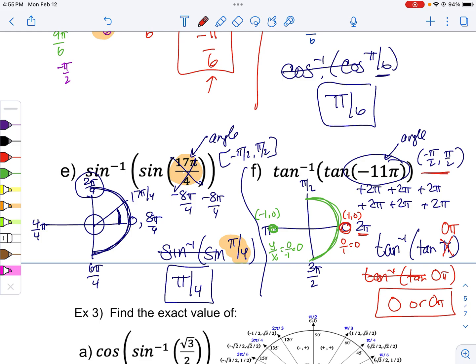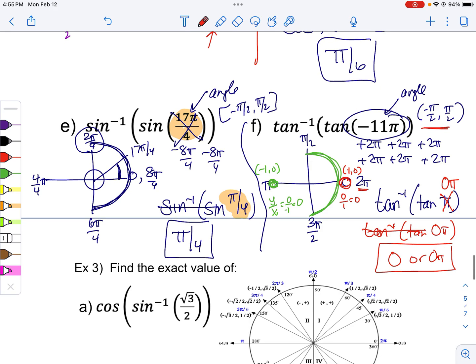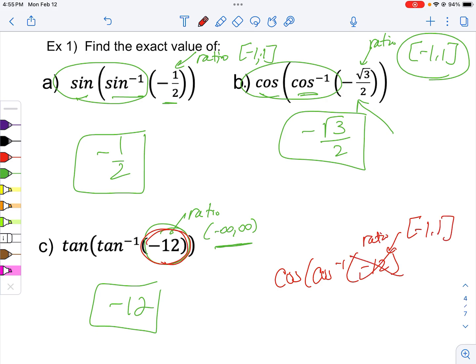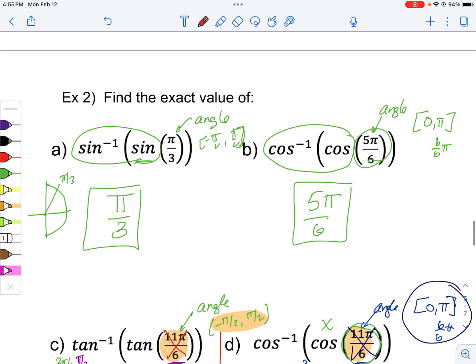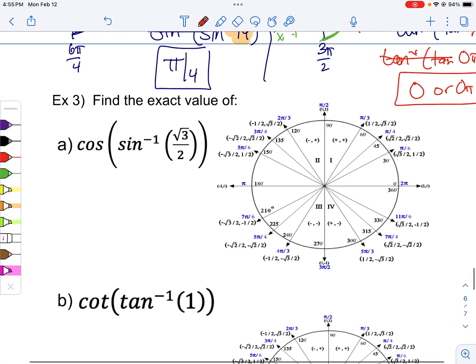Okay, so again, if we can, we have to rewrite that angle to find a similar angle within that restricted value. Okay, you cannot rewrite ratios. There is nothing else I can do to negative 12. So if I had cosine of cosine inverse of negative 12, negative 12 is not from negative 1 to 1, right? Because this is a ratio. So I cannot rewrite negative 12. So this answer would just be undefined. Okay, but angles I can rewrite. So again, we can rewrite angles. You cannot rewrite ratios.